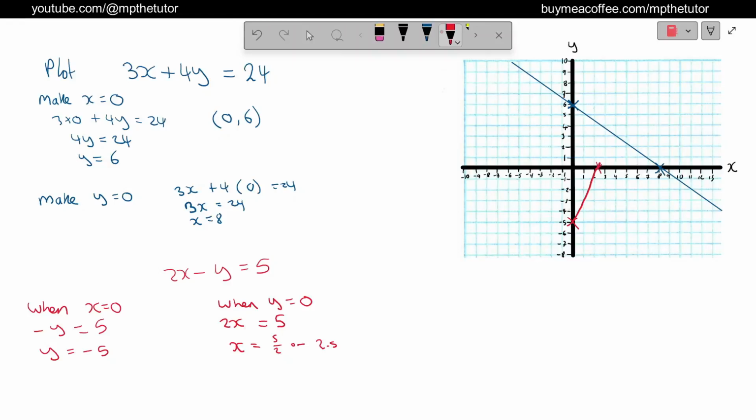And then you can join up those 2 points. Let's extend that line. And where do they intersect? Well, they intersect at this point here, which is the point (4, 3). So we have x equals 4 and y equals 3, and that is solved with a graphical method.